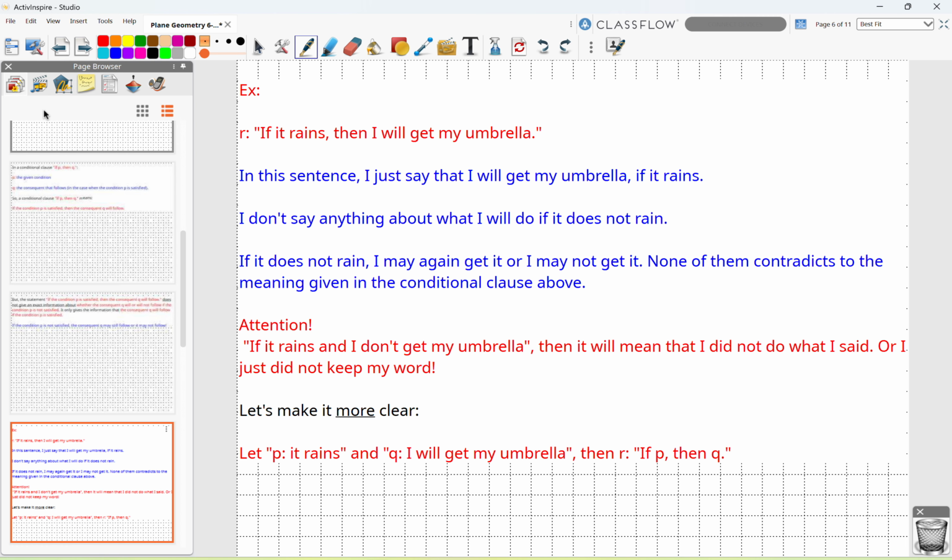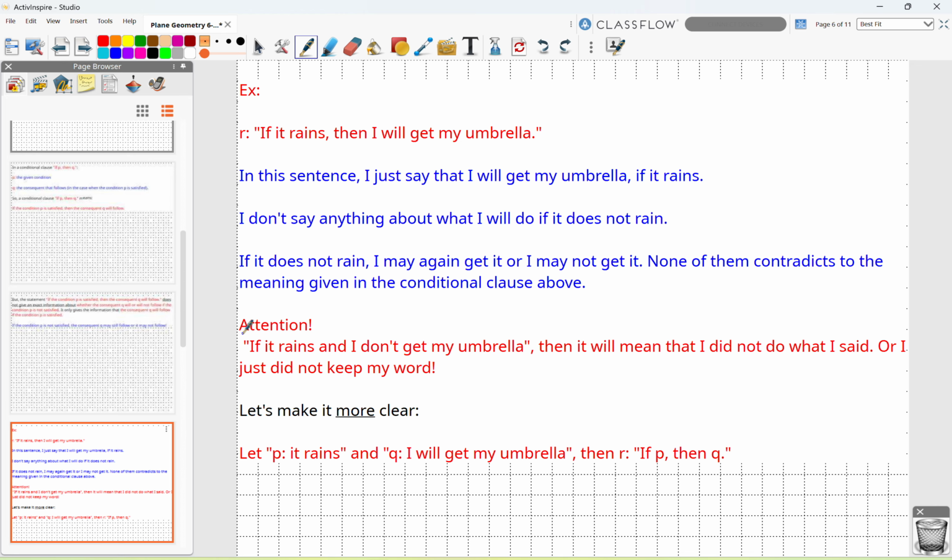Let's see an example. I have a proposition R, it's a conditional clause. If it rains, then I will get my umbrella. Here in this sentence, I just say that I'll get my umbrella if it rains. I don't say anything about what I will do if it doesn't rain. So if it doesn't rain, I may still get my umbrella or I may not get my umbrella. None of these two cases contradicts the meaning of this sentence.